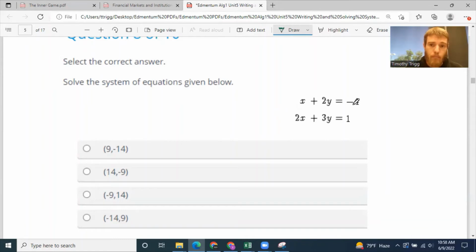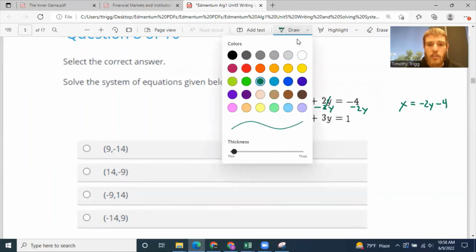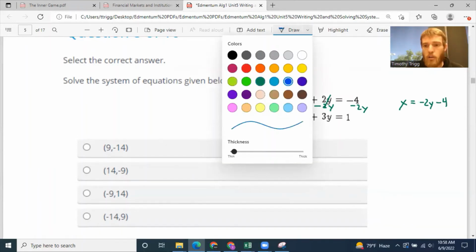Well, what I would say is in this first equation, x is almost by itself. We just need to get rid of this plus 2y, don't we? So how do we get rid of this plus 2y? Well, we could subtract 2y on both sides of the equation, giving us that x equals negative 2y minus 4. Great. So now we have x by itself.